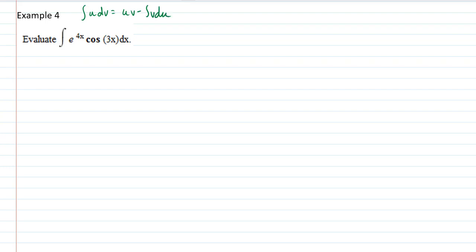Notice e to the x and cosine x, it doesn't matter how many times I take the derivative, these are never going to go away. So the best I can do is make the integral on the right look like the integral on the left. So we're going to do the integration by parts, and we've got to pick what we want to let u be equal to and what we want to let dv be equal to. And honestly, I don't care which you do, you just got to be consistent each time.